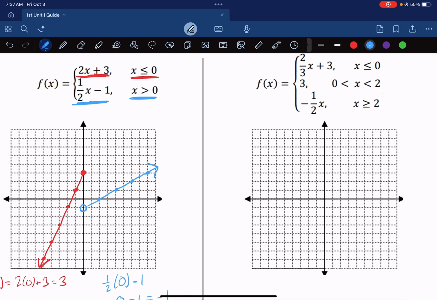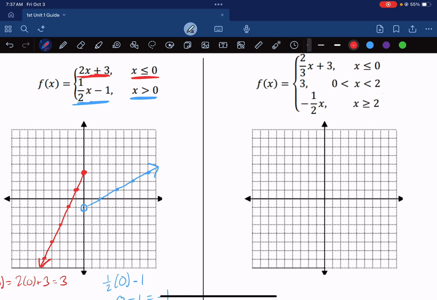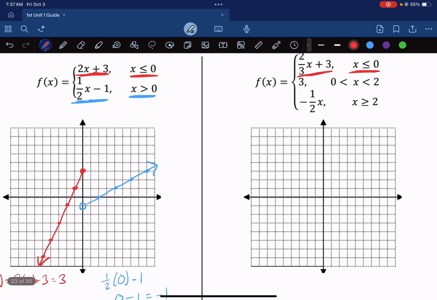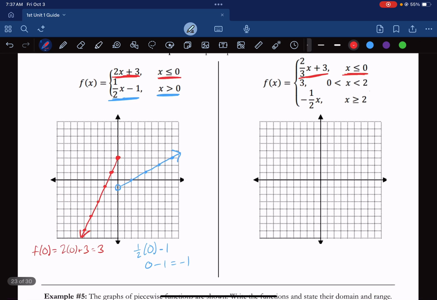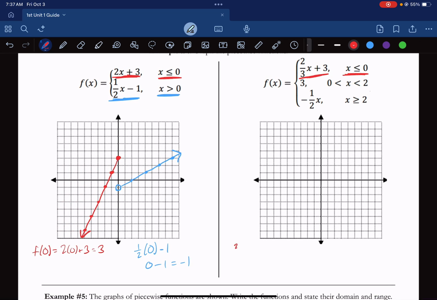All right, now working with 3 pieces. I'm going to start. This first rule is 2/3 x plus 3 for x less than or equal to 0. To find that starting point, I'm going to evaluate that piece. So I got 2/3 times 0 plus 3, which is 0 plus 3, which gets me 3. Since I plugged in 0, 0, 3 is my starting point again. And it is a closed circle there because it's defined at 0.